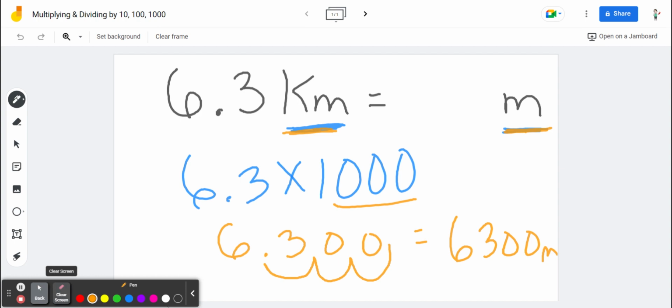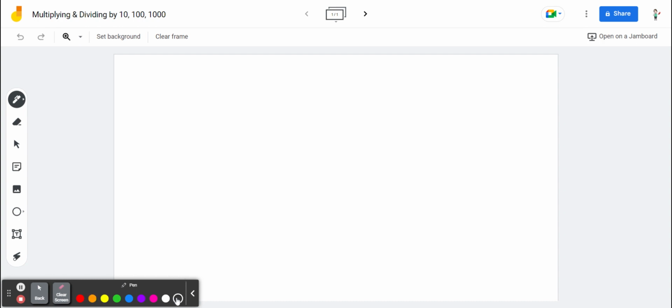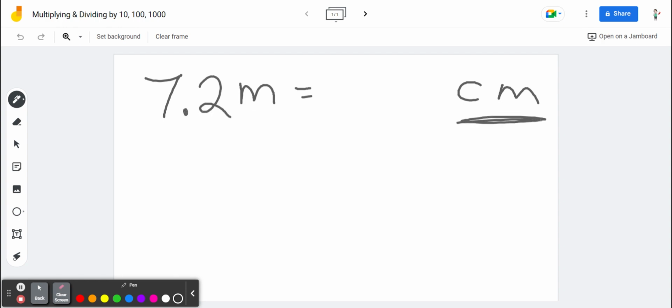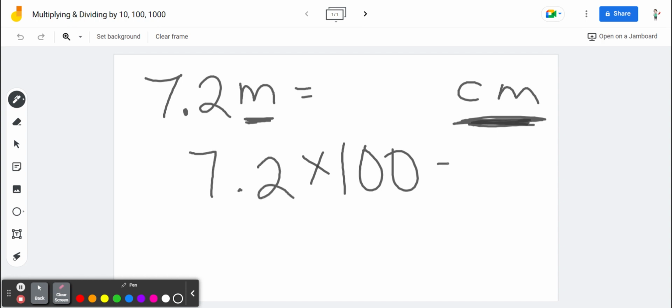So get ready, and you can pause the video once the problem's up. Let's go from a bigger unit, and this time we're going to go from meters to centimeters. So let's say you have 7 and 2/10 of a meter, and I want to know how many centimeters. So we're going from a bigger unit to a smaller unit, and I know that there's 100 centimeters in 1 meter. So I'm going to multiply by 100. And I'll give you a second to move your decimal point, and you can pause the video while you do this math and then check your work.